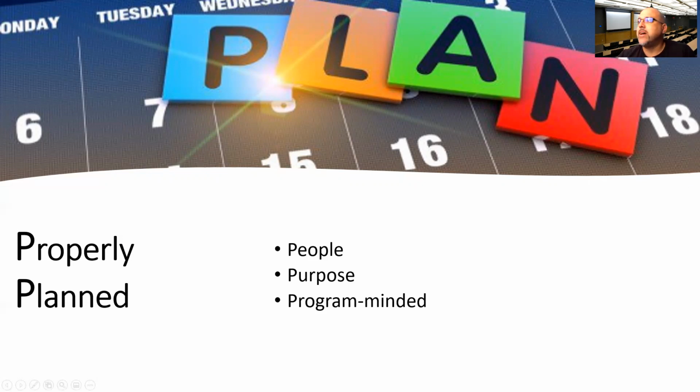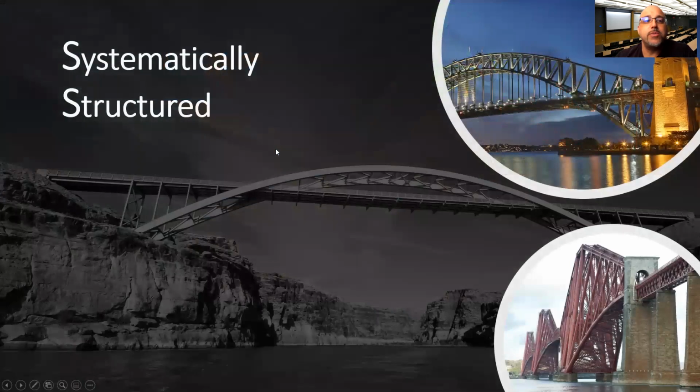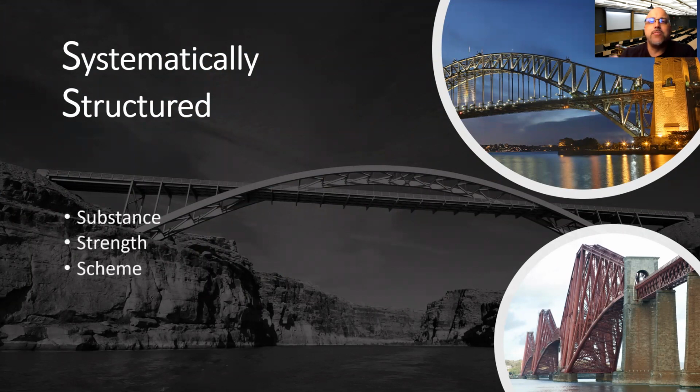The next step in this process is being systematically structured. The systematic structure is the ability for an exam to assess and progress a student based on its structure. So the 3 elements that I consider important to this component are substance, strength, and scheme. Substance is the content of the exam. What is being tested? How is it evaluating the course objectives, the unit objectives?